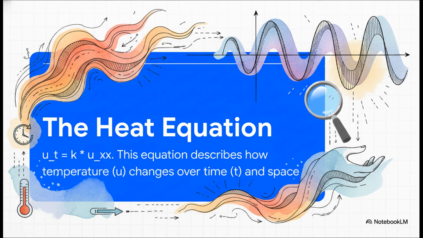U is just the temperature. So that U sub T on the left, that's just a fancy way of asking how fast is the temperature changing over time. And the U sub X X on the right, that describes the curvature of the temperature profile. So what this equation is brilliantly telling us is that the temperature changes fastest wherever the temperature graph is the most curvy. Simple as that.